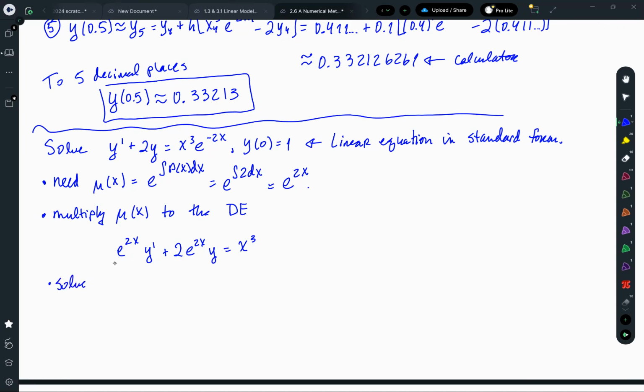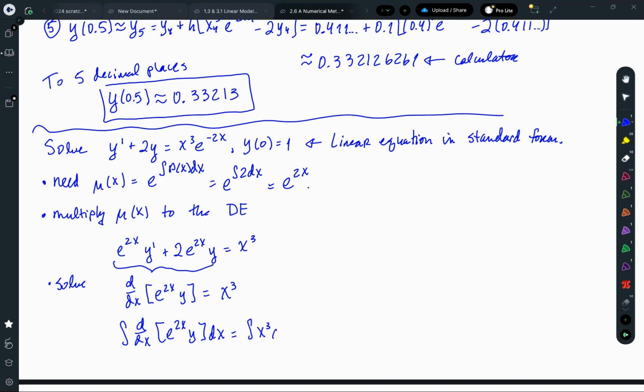So we're going to recognize that on the left-hand side we have d dx of e to the 2x y, and that's equal to x cubed. So now we can integrate both sides with respect to the same variable x. The integral of d dx of e to the 2x y dx will equal the integral of x cubed dx.